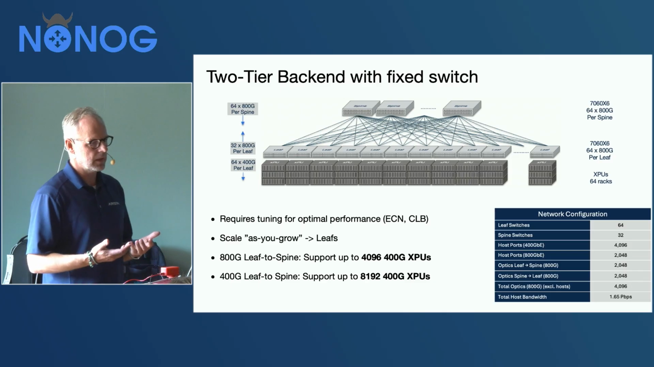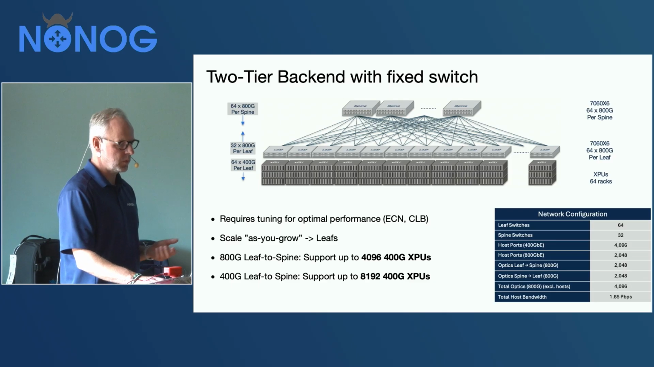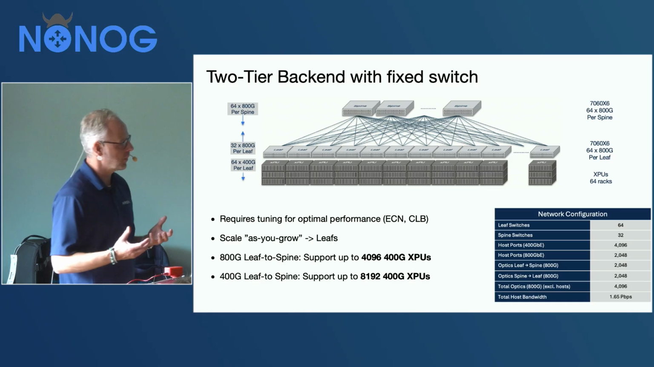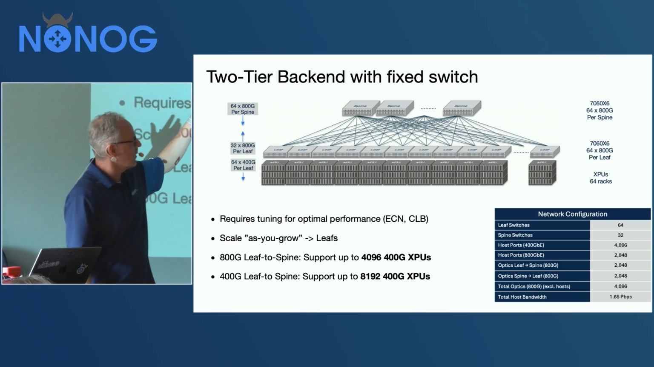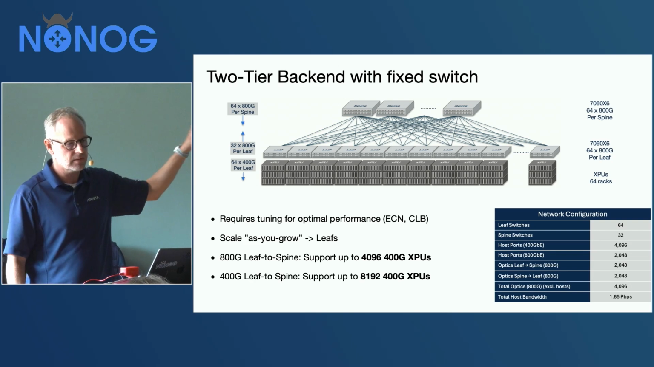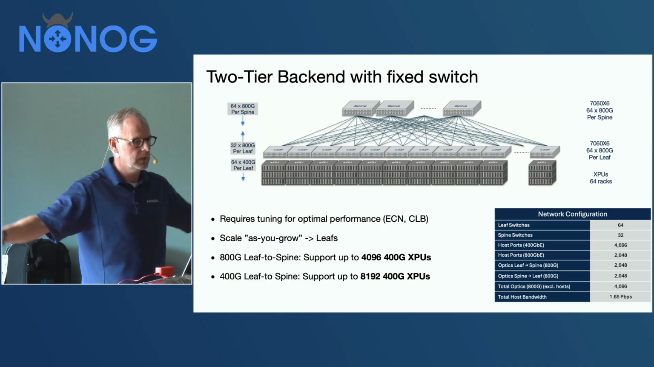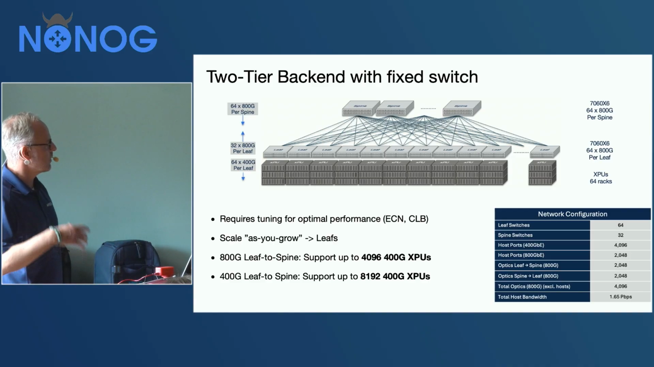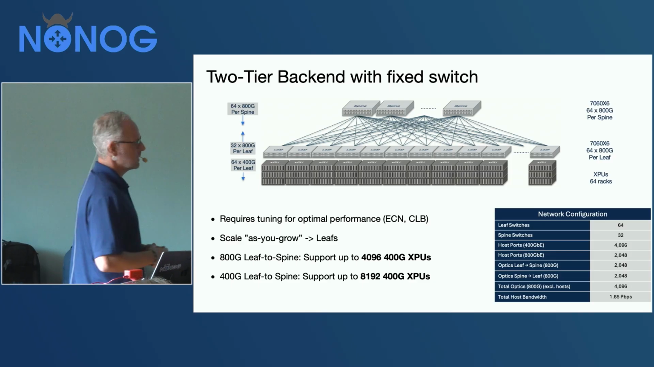And when that is not enough, we really don't need to look at the 3-tier model. What you can do to scale a 2-tier model is use the chassis in the spines, which means you can add more leaves, and then you can easily grow your fabric up to almost 100,000 GPUs.